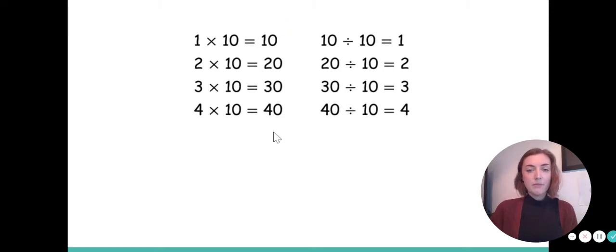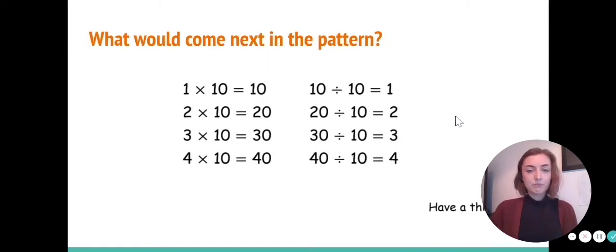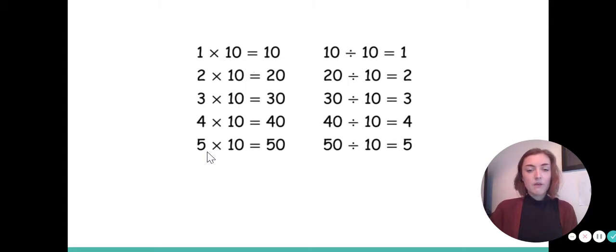Okay, the next one in the pattern, if I look here, I'm increasing by 1 every time here and 10 every time here. And it's the same for my division, but the numbers have swapped round. So on this side I have my 10s and this side my 1s. Let's have a look. 5 times 10 is 50. 50 divided by 10 equals 5. I've done one more lot of 10 on this side, one more lot of 10 on this side.